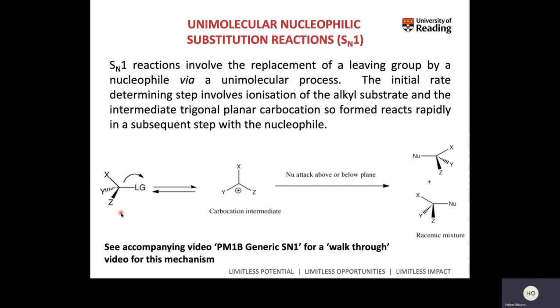We'd call this a generic mechanism because we're not stipulating what X, Y, or Z are. We're just saying for this type of molecule where we've got a leaving group that we lose in the first rate determining step to give a carbocation, which is then attacked above and below by the nucleophile to give a racemic mixture. This would be a generic example of the SN1 mechanism.